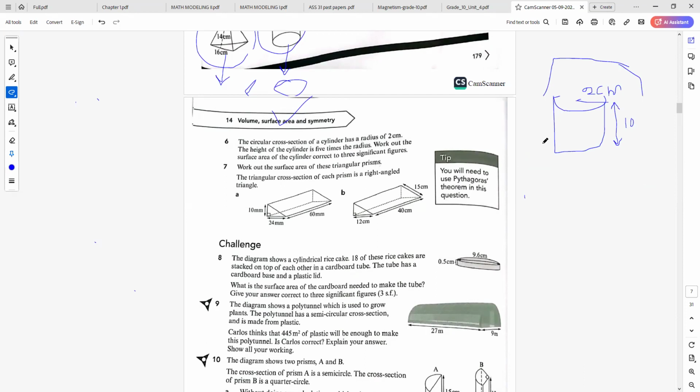We have already done a lot of questions. You can try this. Work out the surface area of the cylinder correct to 3 significant figures, and your final answer should be given in 3 significant figures.